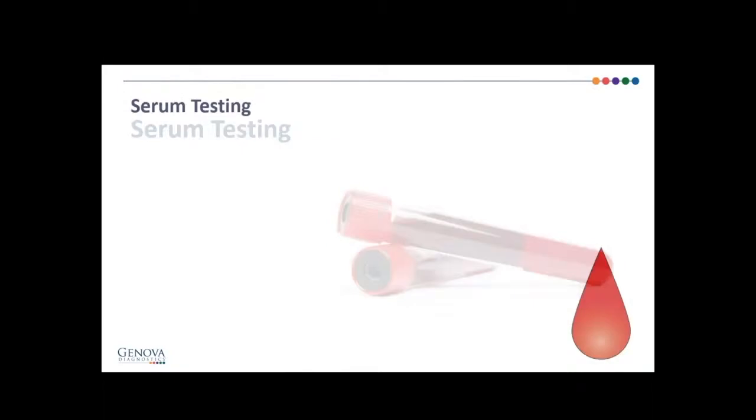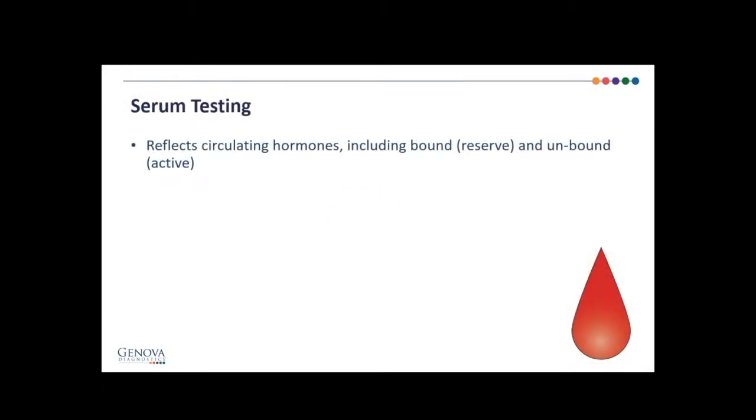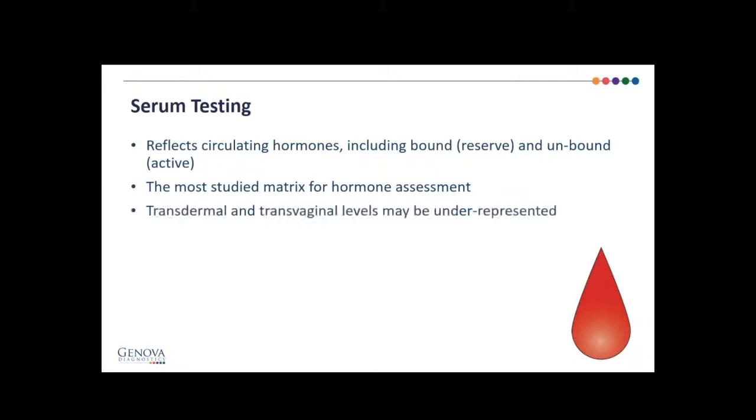Serum testing. Now, for serum testing, we're looking at circulating hormones. That's both bound and unbound active levels. It's the most studied matrix for hormone assessment. It's probably been used the longest. I know when I first started at Genova 11 years ago, this was used quite a lot. And it was a lot of attention on serum testing out there in the field. Transdermal and transvaginal levels may be underrepresented, and we'll talk about that a little bit too.